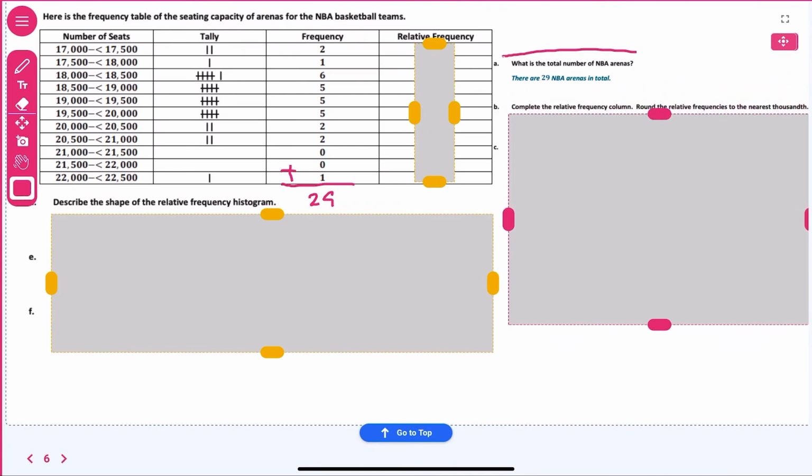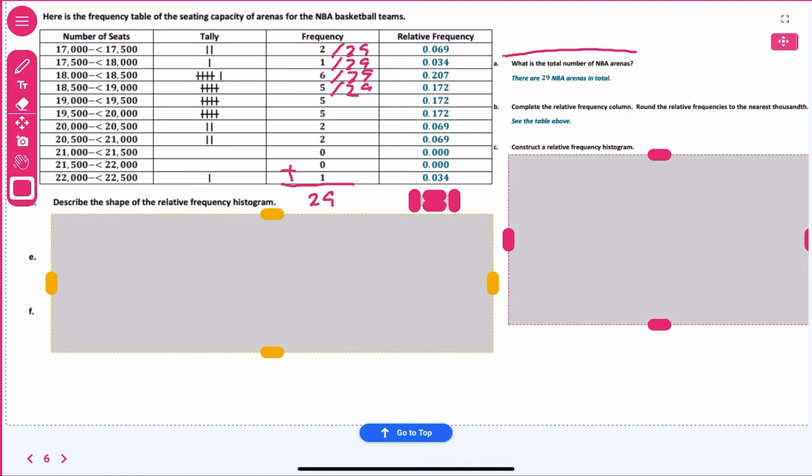B says, complete the relative frequency column. Round the relative frequencies to the nearest thousandths. So let's do that. We would have 2 divided by 29, 1 divided by 29, 6 divided by 29, 5 divided by 29, and so on. We would just do that every time and we would get all these numbers. I'm not going to sit there and divide those and show those to you. You should be able to do every one of those and get those answers.